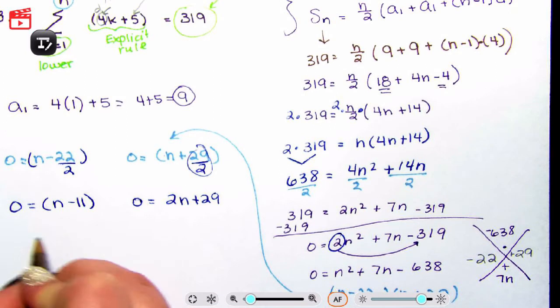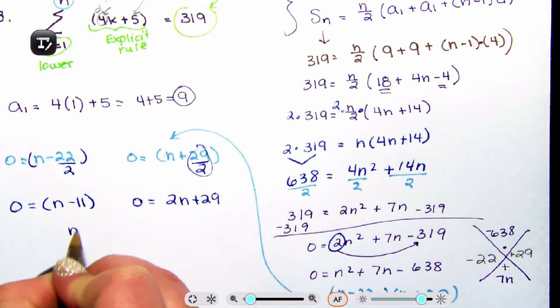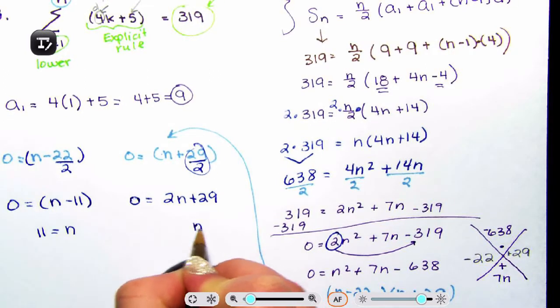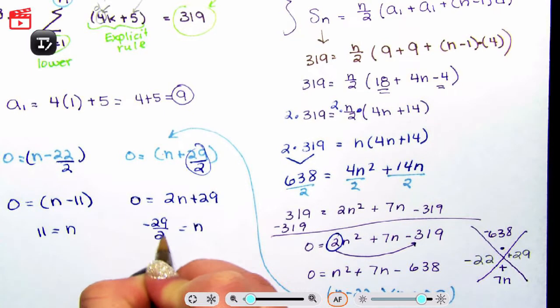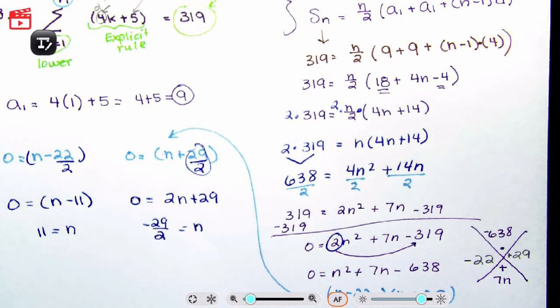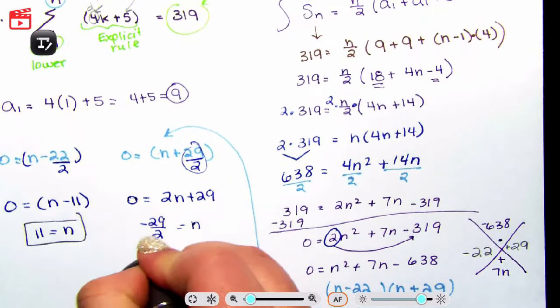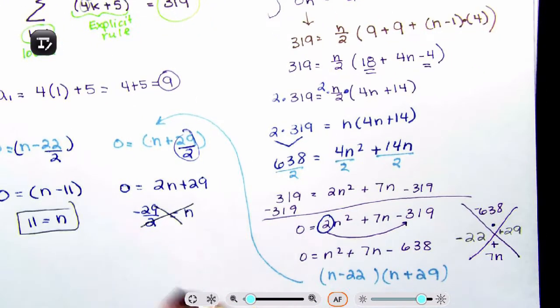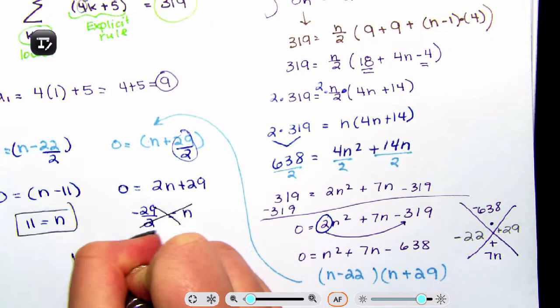So that means now I get to solve for our variables. I have n equals 11 and I have n equals negative 29 halves. Again, we are asking for the quantity of terms, 1, 2, 3, 4. So we need a positive whole number. So in this case, our positive whole number is 11. This one is omitted. So how many terms? We have 11 terms.